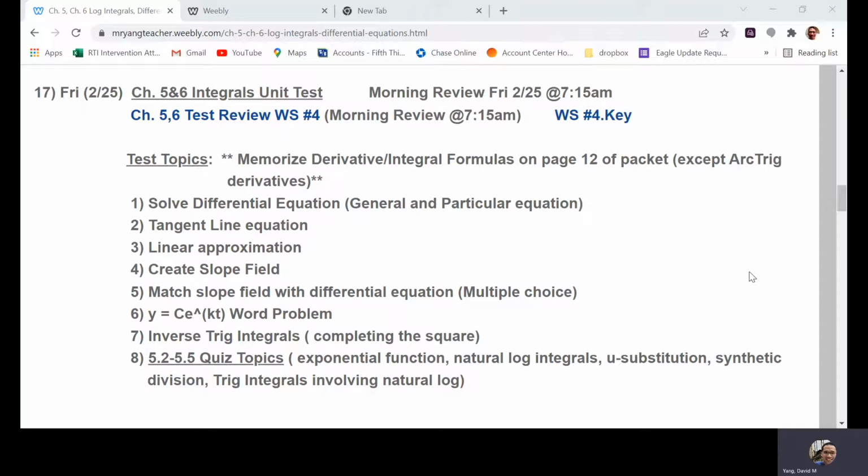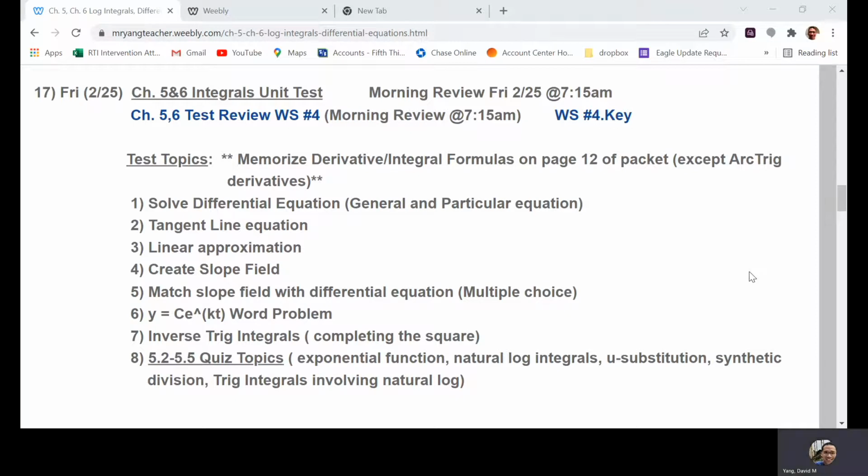Number one, make sure that we know solving differential equations. We're focusing a lot on that, and we'll do some more today. General equation: separate the variables, take the antiderivative, get to that plus c or times c. Then we can move to the particular equation, which is taking the ordered pair and updating that general to a specific once you solve for that c value.